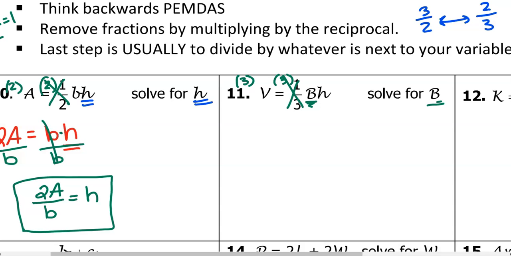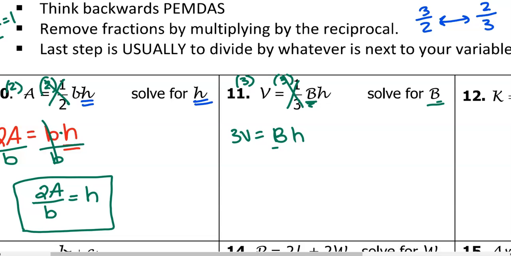3 times 1/3 is 1. So we're not going to write 1BH. Does that make sense? Technically, that is what's there, but we don't write the 1. My other side is 3V. We're left with BH on this side.